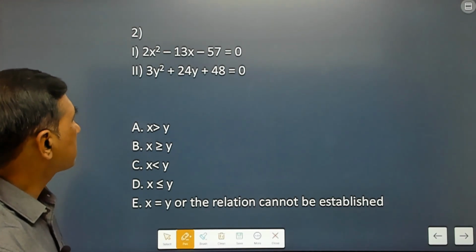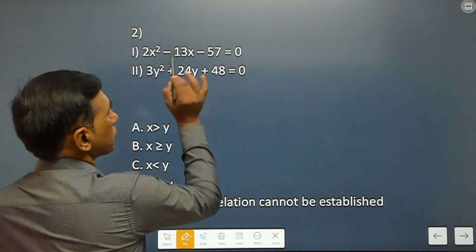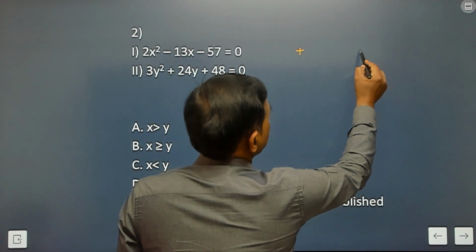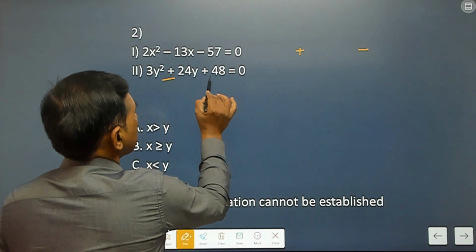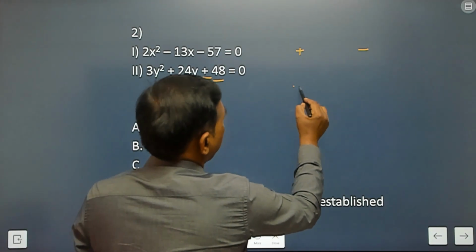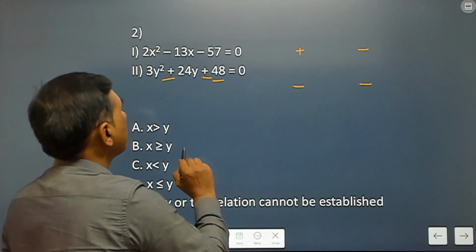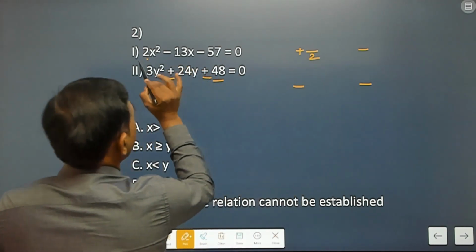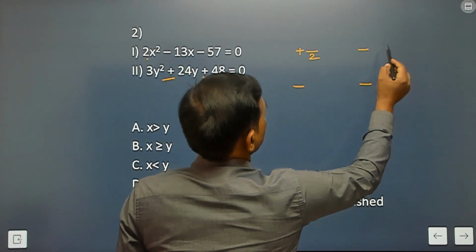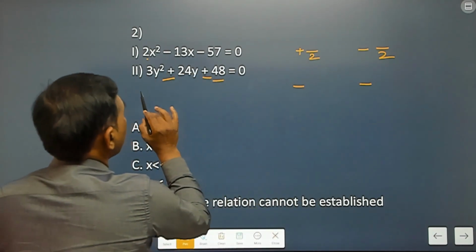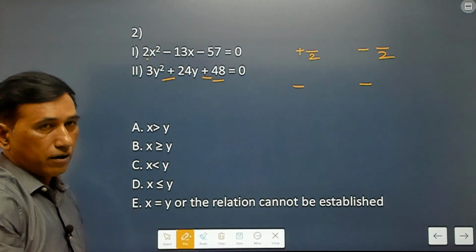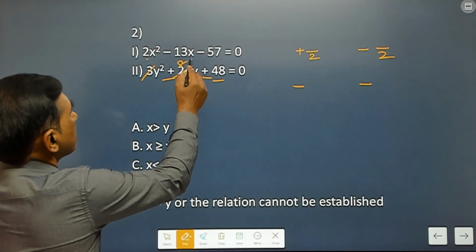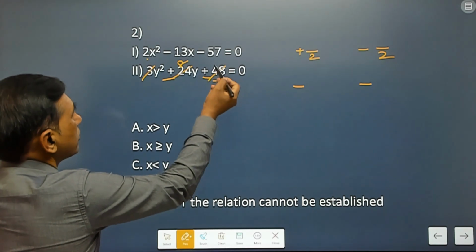2x square minus 13x minus 57. Since both are minus minus, this will be plus, and the positive root will be greater than the negative. Since these are both plus, this will be minus minus. And one more thing, whatever is there, you have to divide by 2. The best way is to simplify it to the core.